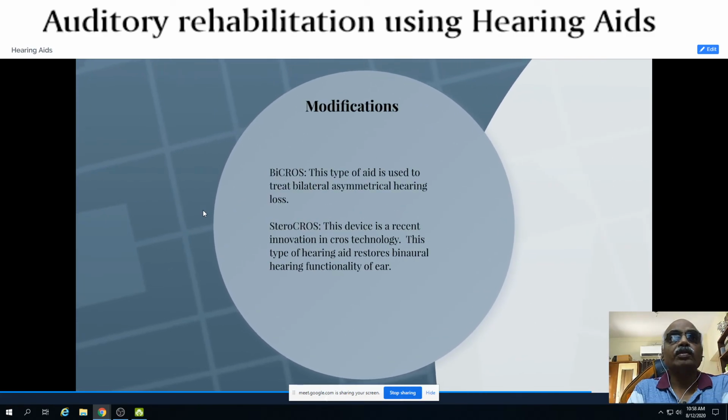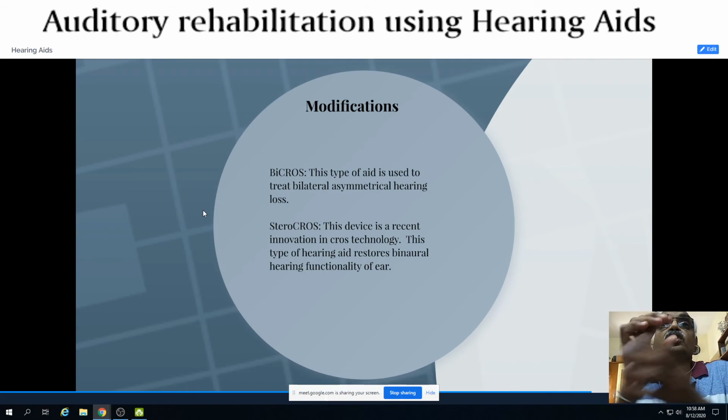There are some modifications which have taken place as far as CROS type of hearing aids are concerned. It's known as something called BiCROS. This type of hearing aid is actually used to treat bilateral asymmetrical hearing loss. Supposing the patient is having bilateral hearing loss with hearing loss worse in one ear, somewhat better in the other ear, you can use this BiCROS type of hearing aid.